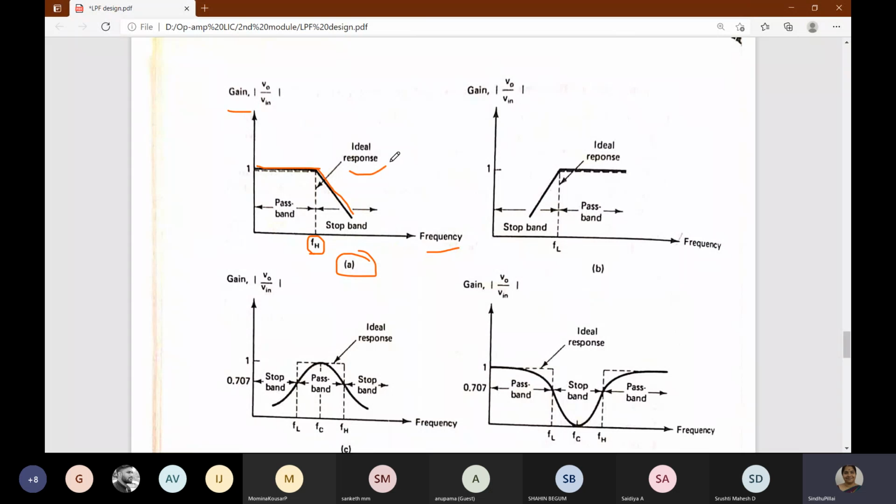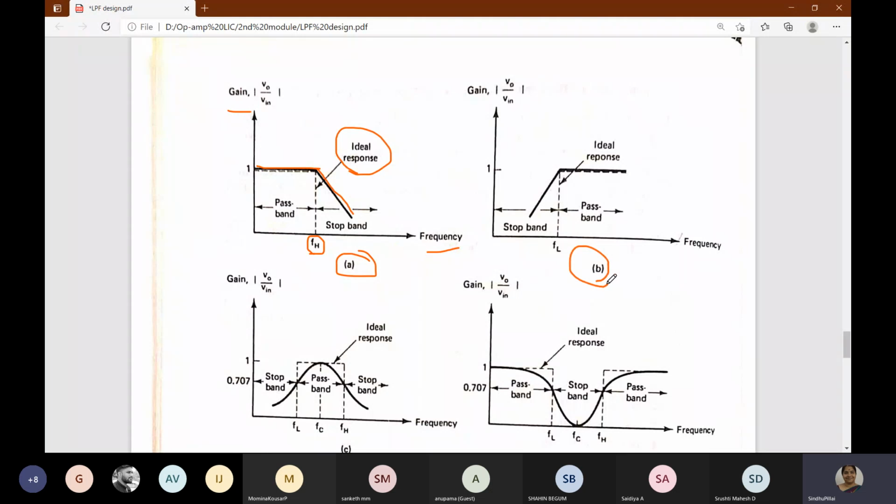Ideally the filter has to respond like this, but practically it is responding differently. It will not decrease all of a sudden. It will take some time. In terms of decibels it will be decreasing, and all these filters will be plotted in a semi-log graph, where in terms of decades it will be taken to plot the response, that is the gain and frequency response. Just the opposite of this is our high pass filter.